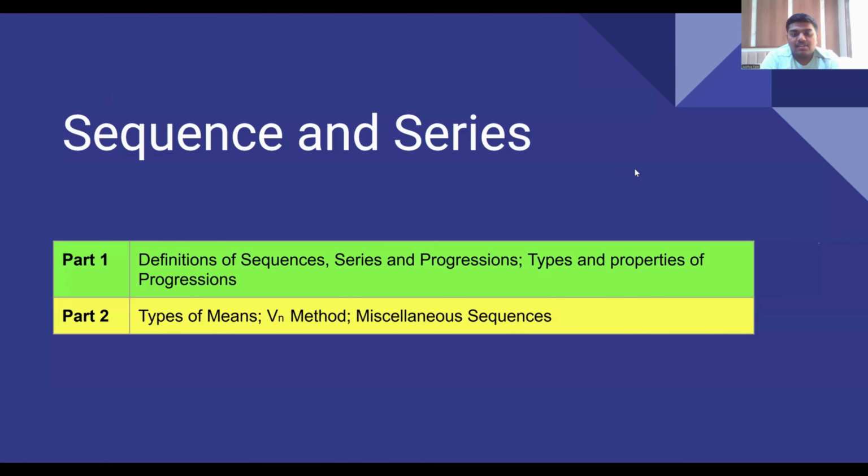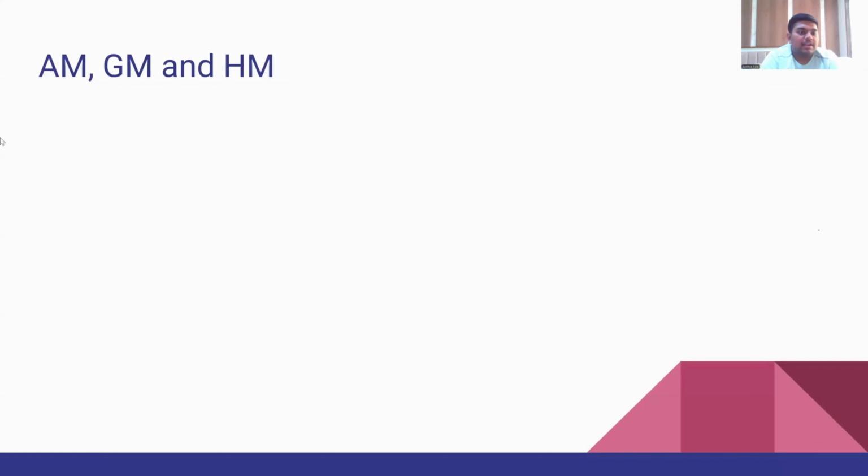So there are basically three types of means, which are AM, GM, and HM. By the naming, you must have understood that AM is the arithmetic mean, GM is the geometric mean, and HM is the harmonic mean. So let us say we have two numbers A and B.